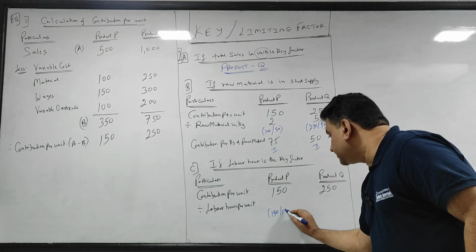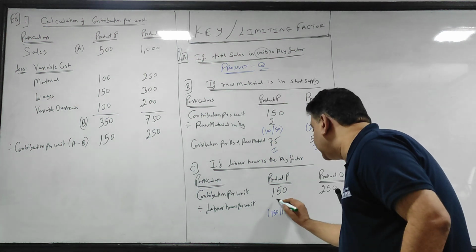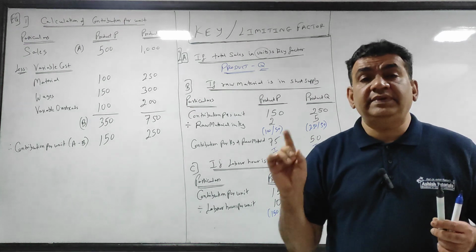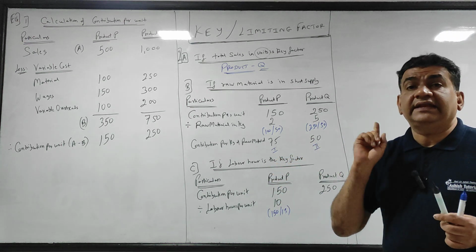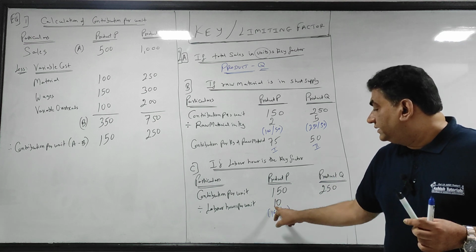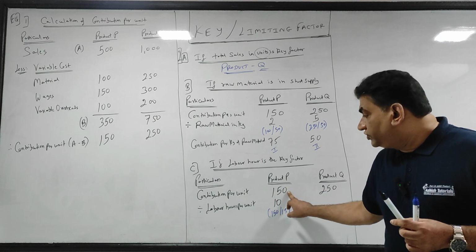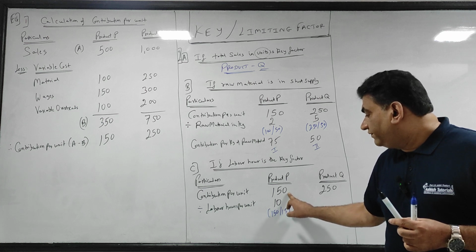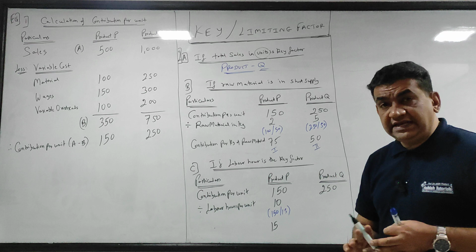Rate per hour is 15. So 150 divided by 15. That means for 1 unit of P, one worker has to devote 10 hours. Labor hours per unit will be 10. So product P's contribution is 150, labor hours required per unit is 10. So 150 divided by 10 will be 15.